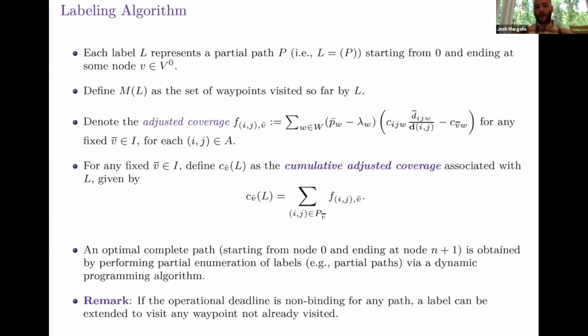And so we can look at a labeling algorithm to do this. We're going to say that each label represents a partial path. We're going to store the set of waypoints that each path actually visits. We're going to account for the adjusted coverage, that is the benefit to the objective function by traversing arc ij, knowing that I'm going to idle at some point V bar. And we're going to keep track of the summation of those adjusted coverages of the arcs in that path and call that the cumulative adjusted coverage. And we're going to perform partial enumeration of these labels via a dynamic programming algorithm. Again, we really need to pay attention to whether that operational deadline T is binding or non-binding.